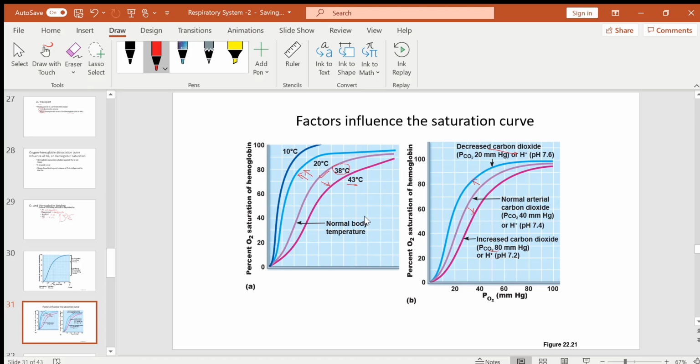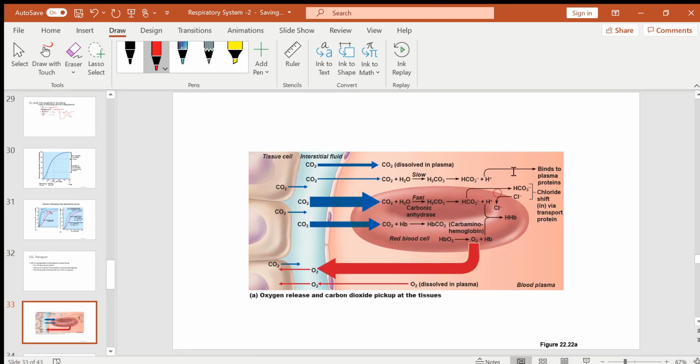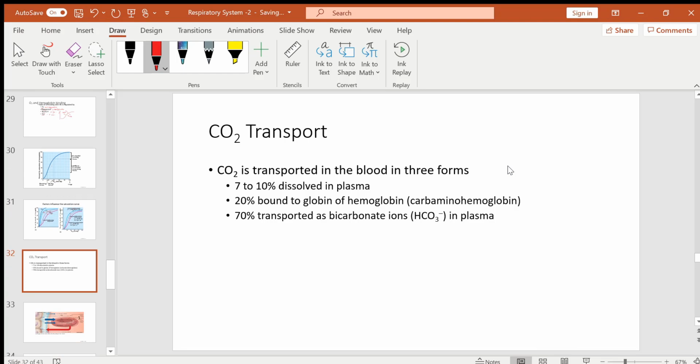Now, how does blood transport carbon dioxide? Carbon dioxide is mostly transported as bicarbonate, not by hemoglobin. About 70% volume of carbon dioxide is transported as bicarbonate. 20% by the hemoglobin, and after the hemoglobin gets attached to the carbon dioxide, that hemoglobin is called carbamino hemoglobin, and 7 to 10% is dissolved in the plasma.